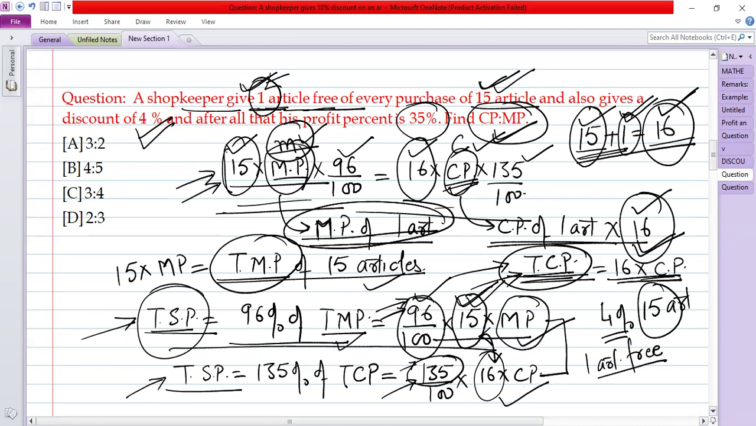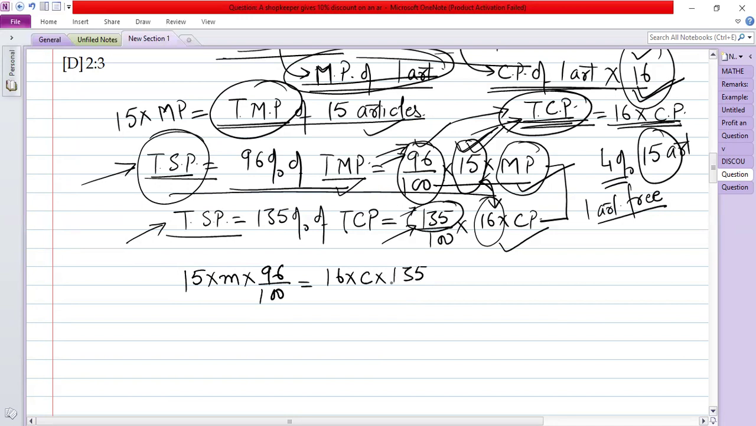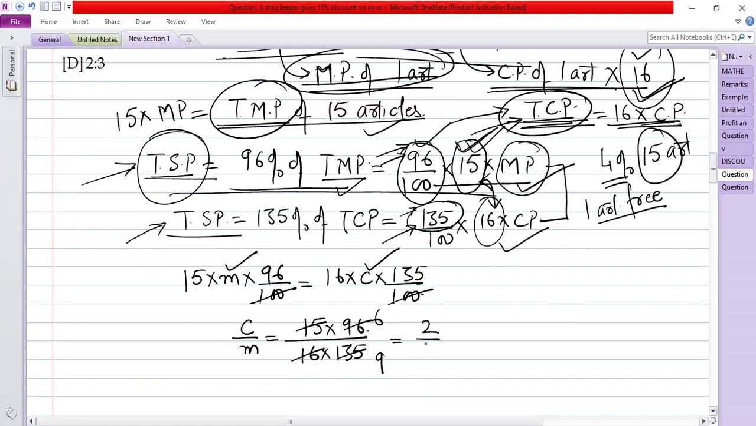Now, after that, it is simple. So here, 15 into M into 96 by 100 equals 16 into C into 135 by 100. So simply from here, the ratio C to M, the cost price ratio, this will simply cancel out. So this is 15 into 96 divided by 16 into 135. So here it will be 6 and here it will be 9. And now it will be nothing but 2 ratio 3.